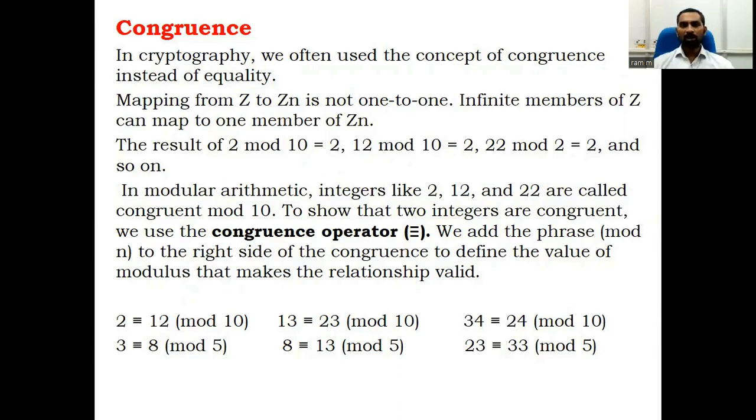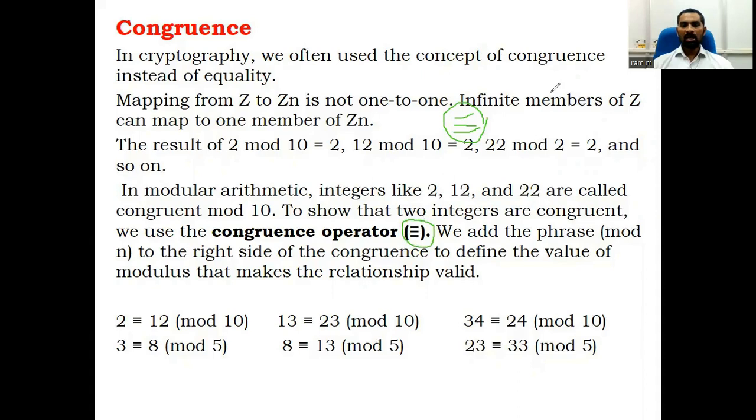In cryptography, we generally use the concept of congruence more often, and we don't use the concept of equality. We know how we represent equal: using two dash symbols. In the concept of congruence we add one more, so this will be the symbol for congruence.